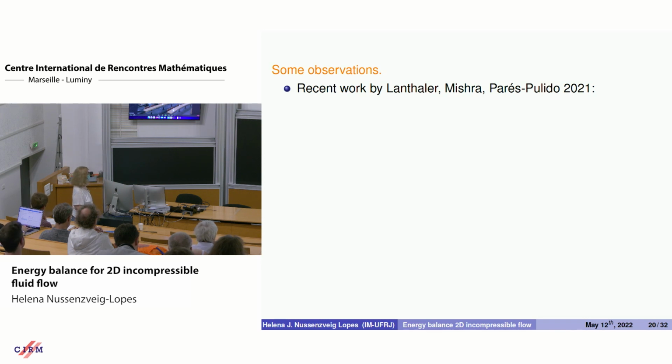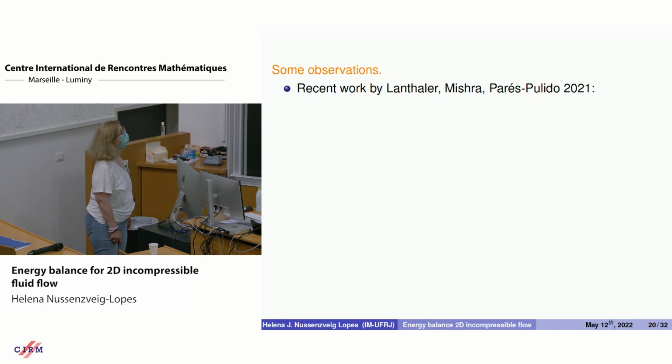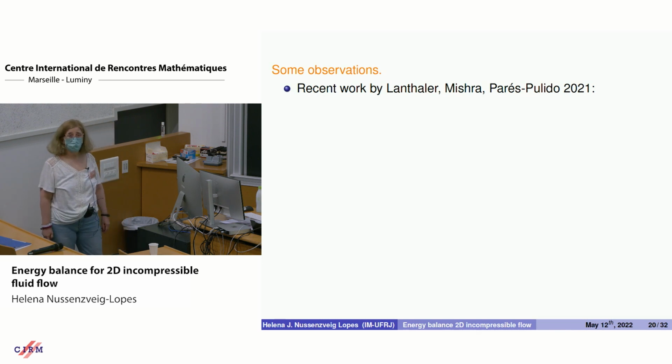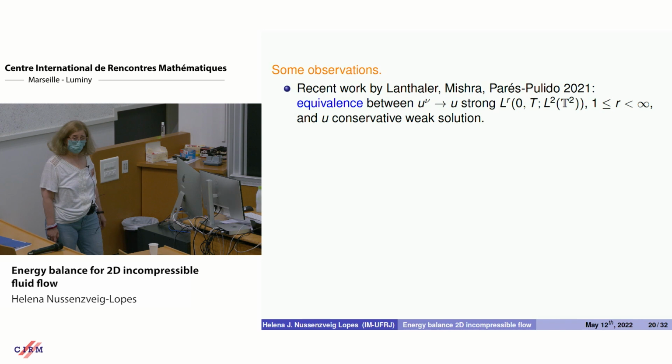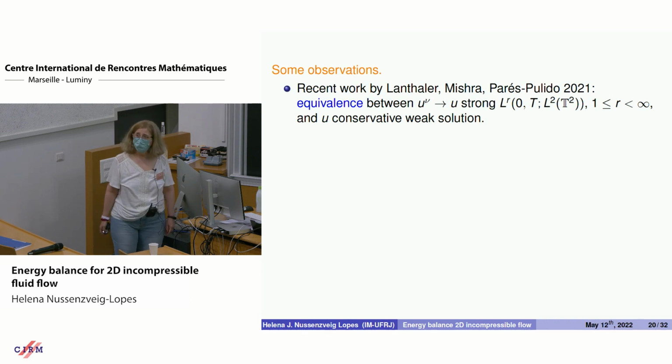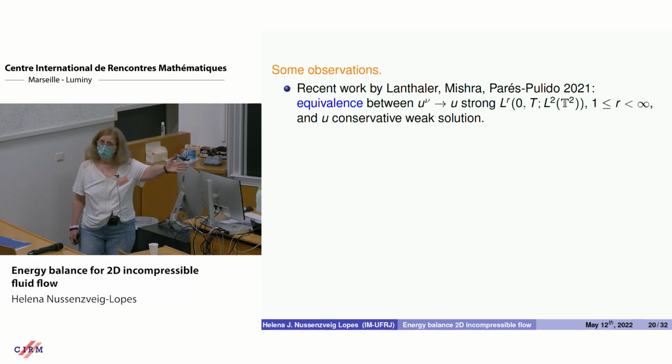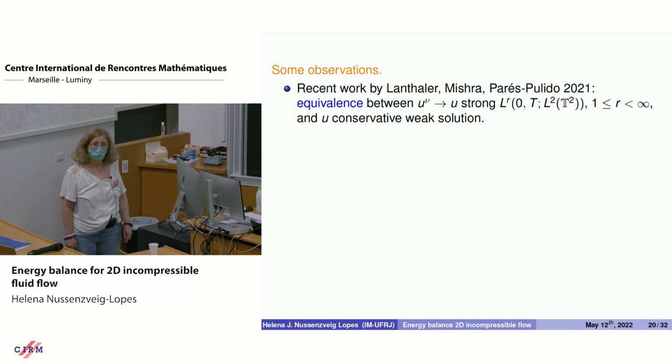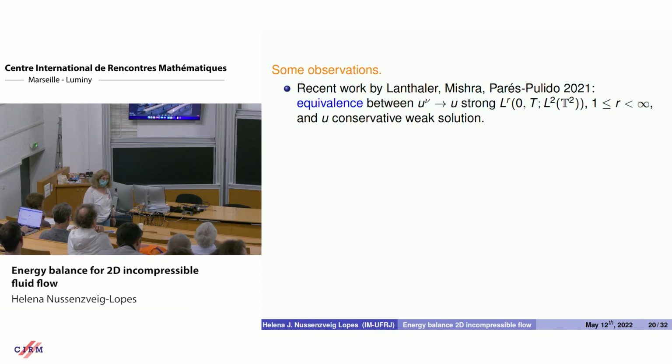First of all, there's some recent work by Samuel Heller, Sid Mishra and Carlos Pérez Pulido, where they obtained an equivalence criterion. So here we have a result which says that if the vorticity is in L^p, p larger than 1, then you have conservation of energy. But they actually show that the L2 norm is conserved in time if and only if a certain criterion holds, which includes L^p vorticity.